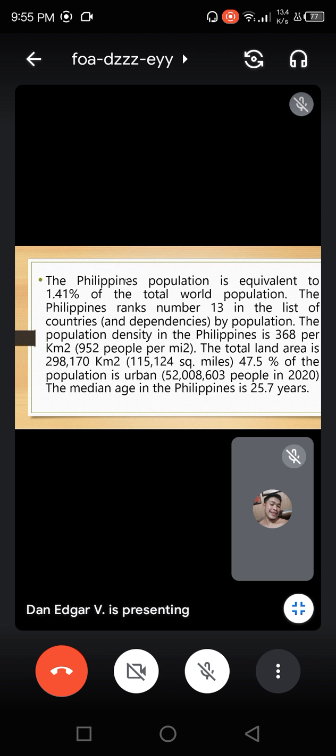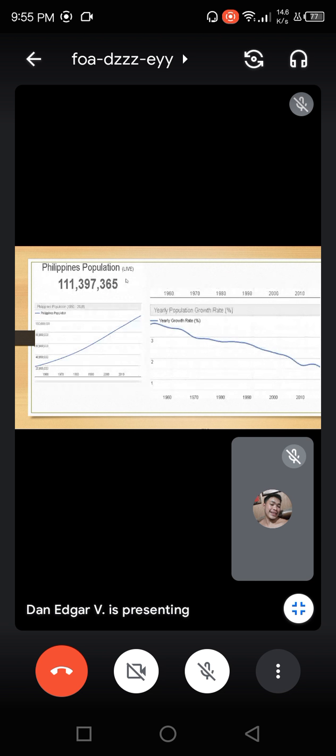47.5% of the population is urban, 52,603 people in 2020. The median age in the Philippines is 25.7 years.